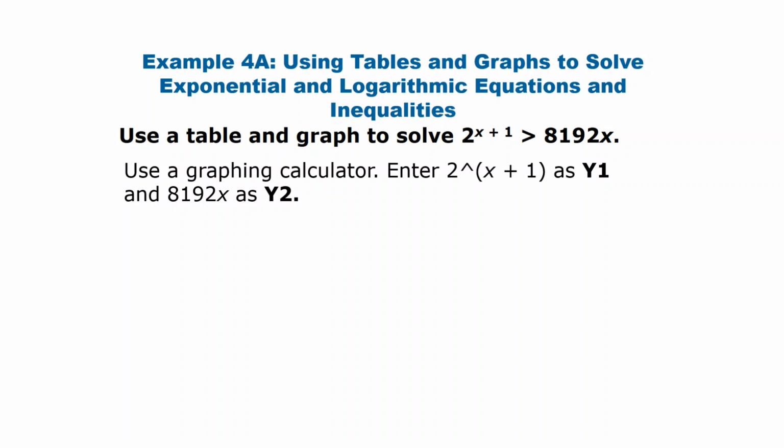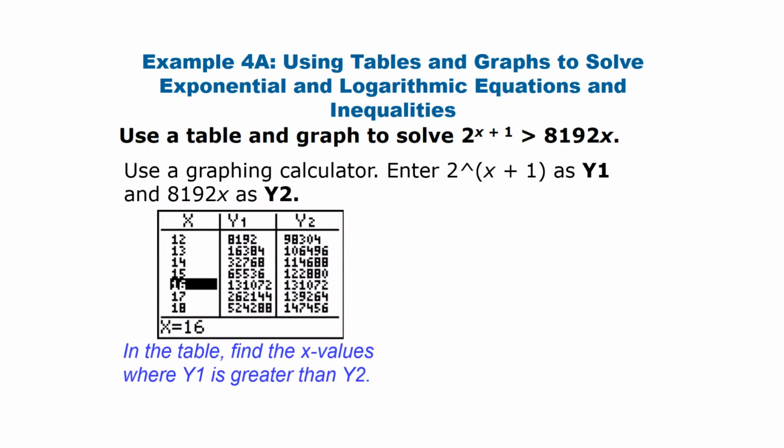8,192x. Once you have those in your Y1 and Y2, the next thing you need to do is go to table, which is second table. In the table, you're going to find x values where Y1 is greater than Y2. So if you look up here, Y1 is greater than Y2. Well, they're the same here. Okay, so now at 17, Y1 is greater than Y2.